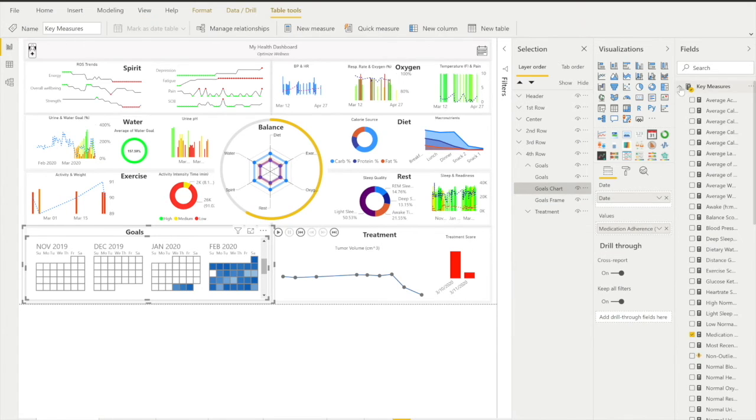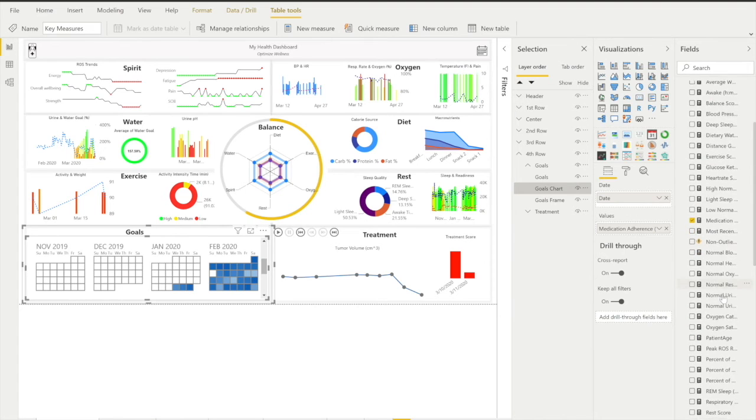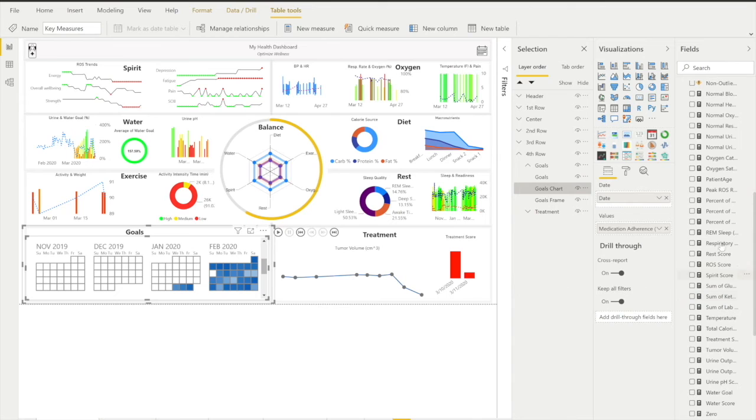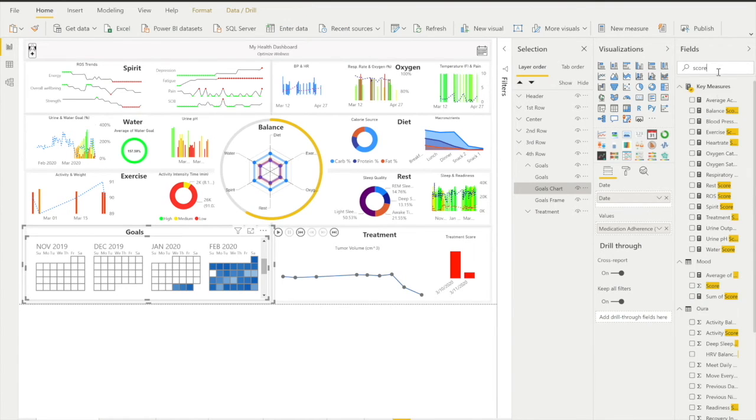So we'll open up our key measures, and this graph depicts data that is a percentage. So anything ending in score will work. So we'll type in score in this search bar and it pulls up the key measures that have a score, because all of those are percentage metrics. So if we wanted to graph our treatment score, all we would have to do is click this X here to remove medication adherence, and click this box or drag and drop this treatment into that values square.